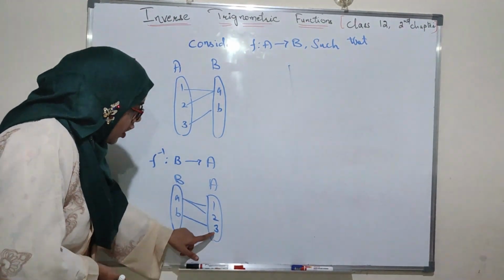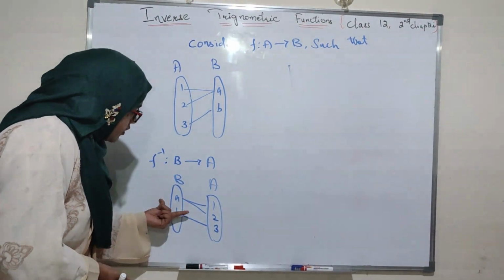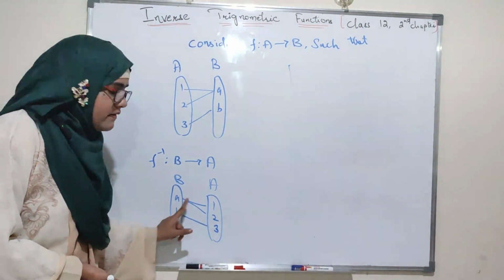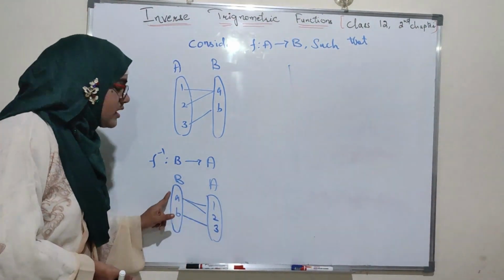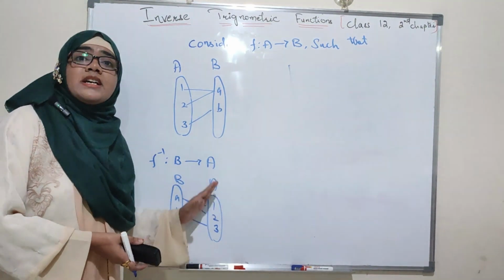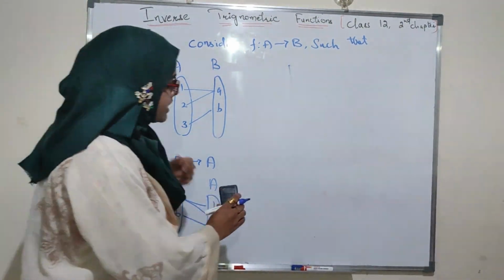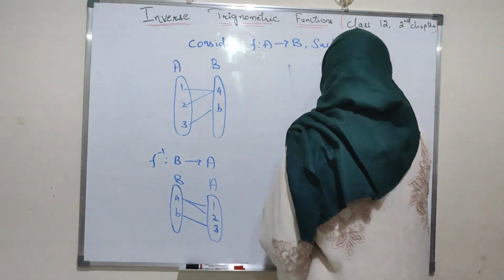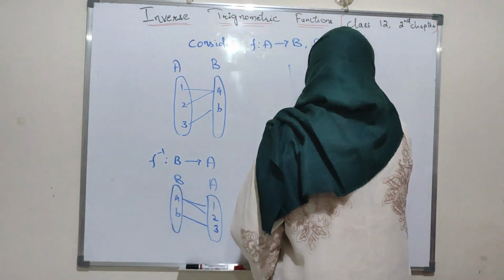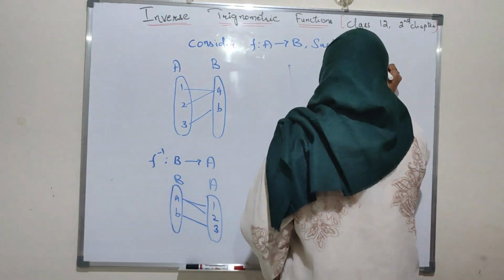But it is bijective. How? Every element is connected to some element in the set B, and every element in B is the image of some element. So we can say it is a bijective function. Now consider a function f from A into B.